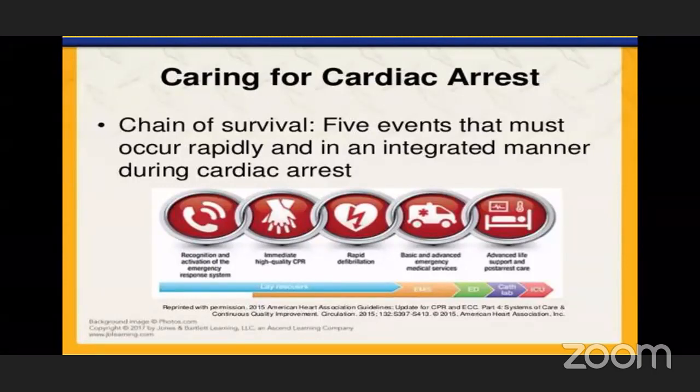As you all know, the chain of survival refers to an internationally recognized standard of early interventions, which gives the victim of sudden cardiac arrest the best chances of survival if implemented timely and actively. So basically, these events should occur rapidly and in an integrated manner. These include early recognition of cardiac arrest along with activation of emergency response, immediate high quality CPR, early defibrillation, and advanced life support, followed by post resuscitation care.